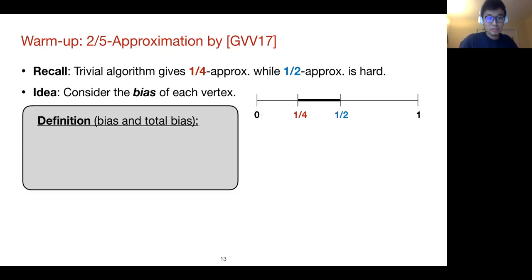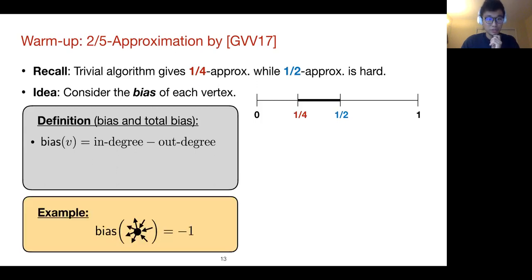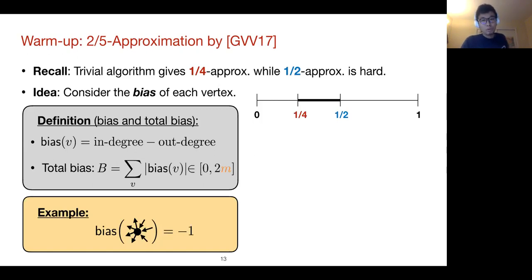The bias for a vertex in a digraph is defined as the difference of in-degree and out-degree. For example, for the following vertex, the bias is -1. And the total bias of a digraph is just the sum of the absolute value of the bias of each vertex. So why is this definition interesting?